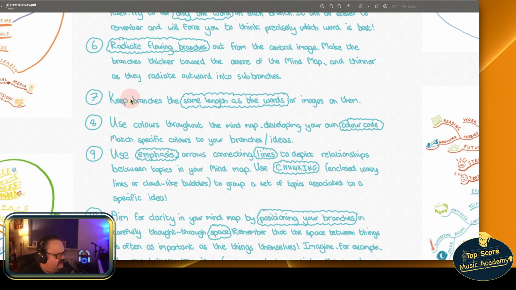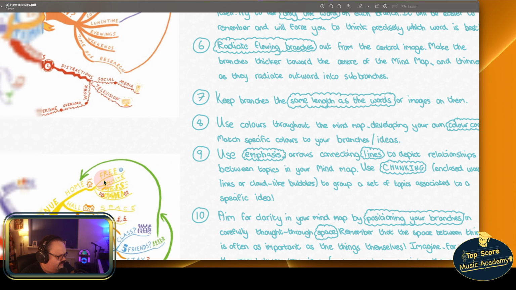Number 7, keep branches the same length as the words or images that are on them. Yeah, so you can see down here, like for some of these branches, that they're only as long as needs be.